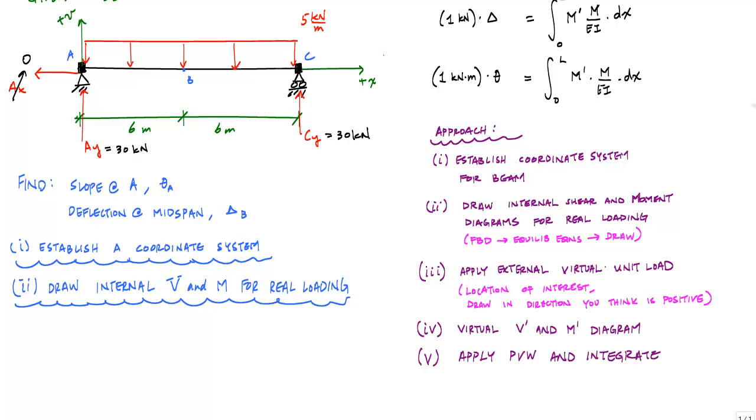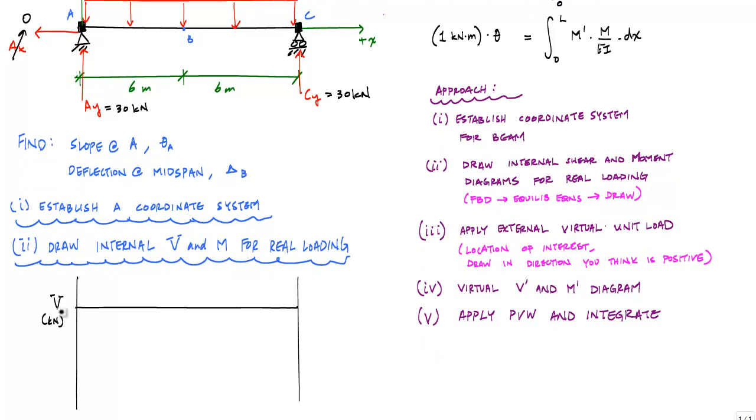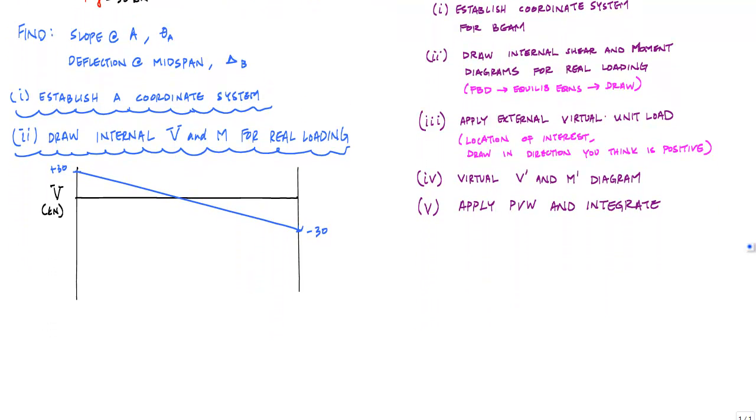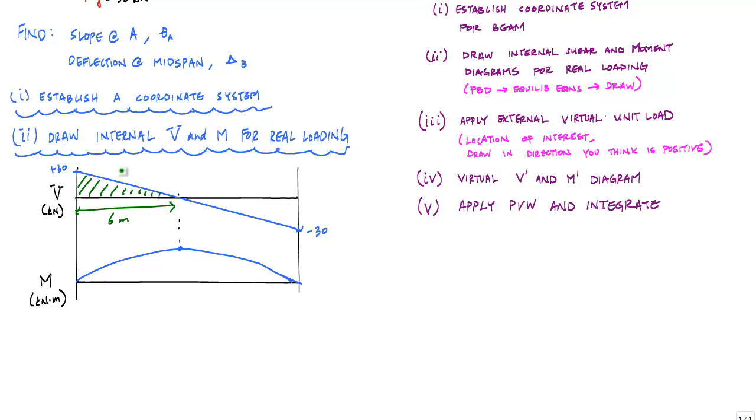Now I can go ahead and draw the shear and moment diagrams. I have a constant distributed load, meaning I'm going to have a linear shear, and the shear is going to start at 30 kilonewtons up here and then decrease linearly to negative 30 down here. And my moment diagram will be parabolic since my shear diagram is linear, and this value here is equal to this area, which is 1/2 times 6 meters times 30 kilonewtons, which makes this 90 kilonewton meters.